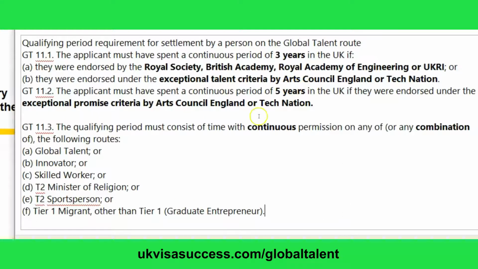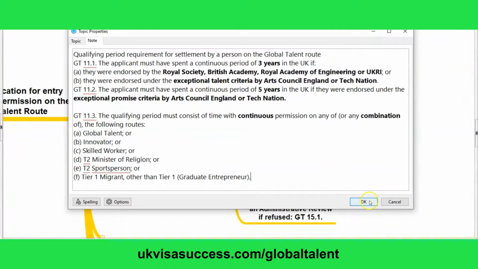And also they allow you to mix and match your previous periods of stay. So if you remained here as an innovator or a skilled worker or a tier 2 minister of religion or tier 2 sportsperson, tier 1 migrant, other than a tier 1 graduate entrepreneur, you will be allowed to combine these periods of time. However, I draw your attention here that they will still want to see proof that your last visa was granted in the global talent category.